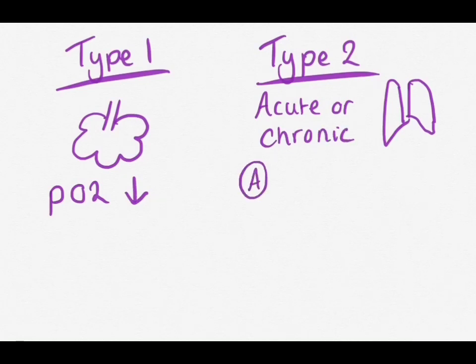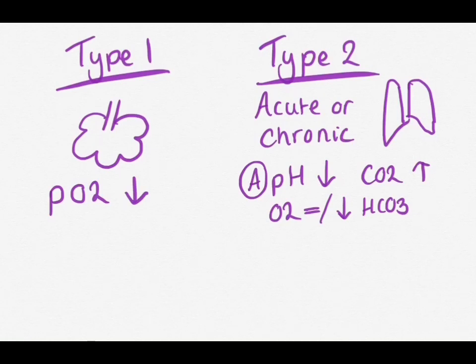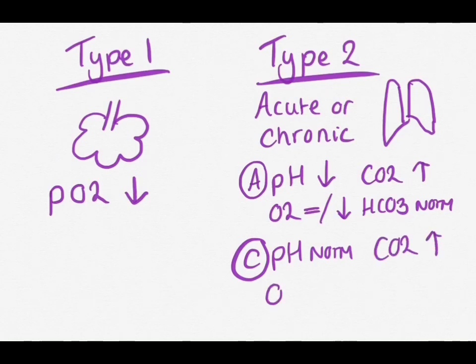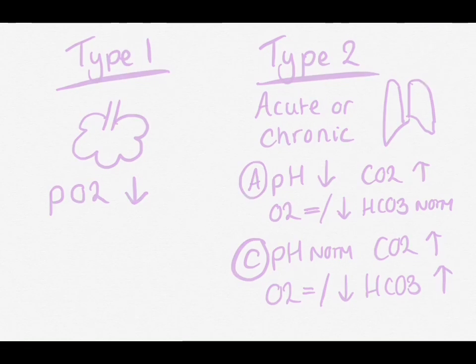In acute respiratory failure, we see a pH which is low or acidotic with a raised CO2. Our oxygen may or may not be affected, and our bicarbonate is within its normal limits. In chronic respiratory failure, our pH has normalised, but our CO2 remains elevated. Our oxygen may or may not be affected, but our bicarbonate has raised to show compensation.